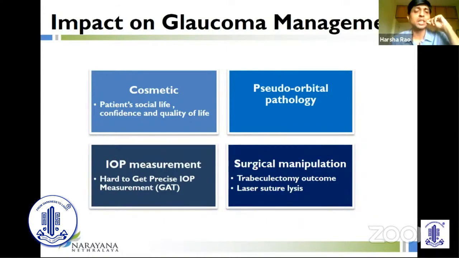the patient is concerned. But what's more important from the glaucoma management point of view is the effect of PAP on the intraocular pressure measurement and the effect of PAP on the surgical outcomes. On IOP measurement, the tight orbit and tight lids themselves can cause a problem in the precise intraocular pressure measurement.